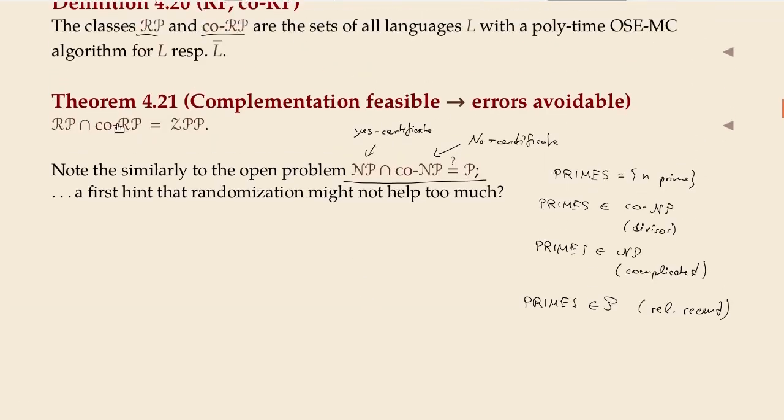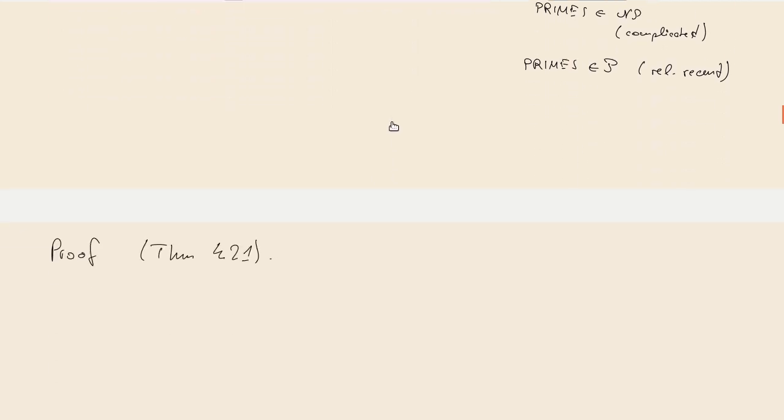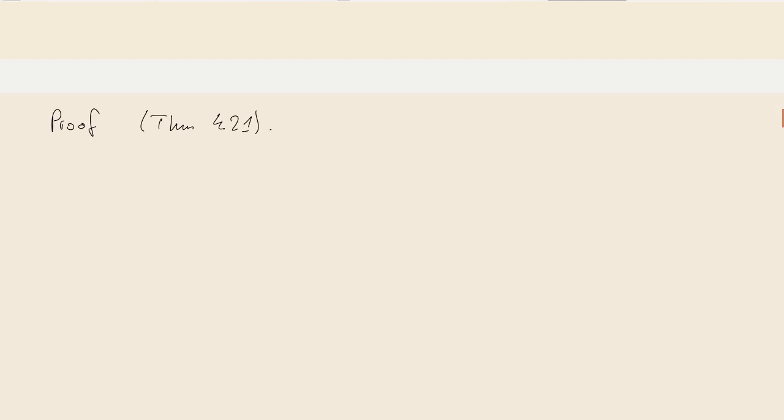So the statement is that for a problem for which we have a one-sided error Monte Carlo method, and we also have one for the complement language, then we can also construct a Las Vegas algorithm for that problem. And the other way around. But actually, the one direction is trivial. So this inclusion is trivial.